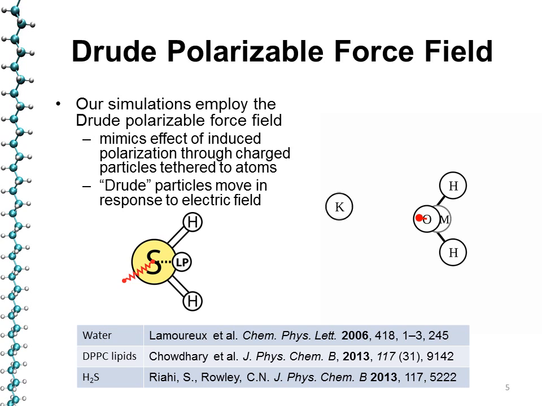Further, because the membrane permeation process corresponds to a solute moving from a very polar environment of water and through this nonpolar membrane, these kinds of simulations allow us to monitor the change in polarization of the solute as it crosses the membrane. The limitation is that we can only perform these simulations on systems where parameters are available. So we use the SWM4-NDP water model that was developed by Guillaume Lamoureux and published in 2006. We used the DPPC lipid model that was published in 2013. And we developed our own model for hydrogen sulfide that was published in the Journal of Physical Chemistry B in 2013.